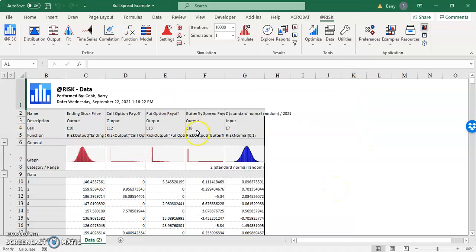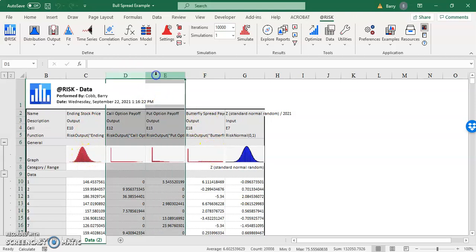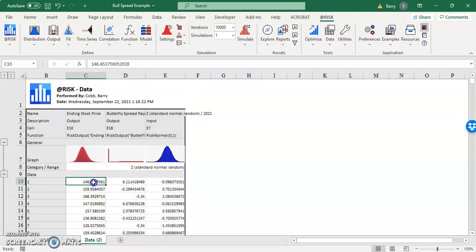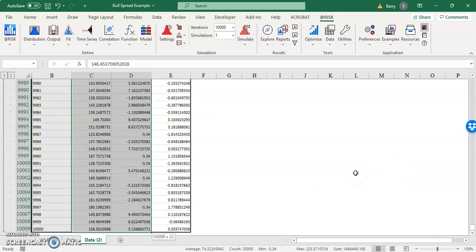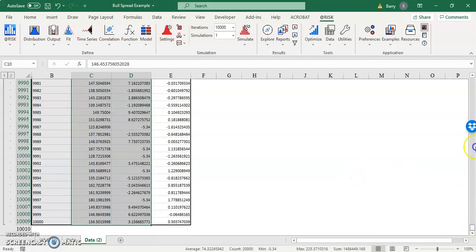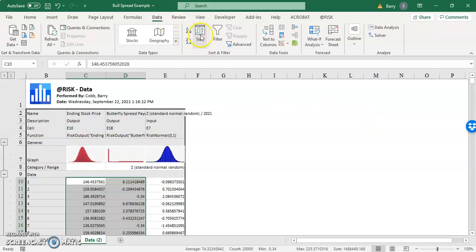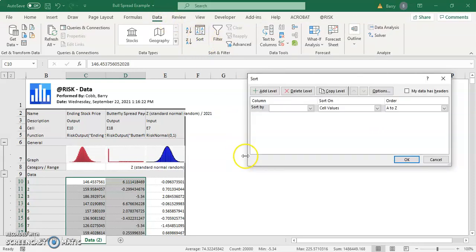So here's our data. We're really just going to deal with the ending stock price and butterfly spread. So I'll go ahead and delete these columns D and E. And then we're going to sort columns C and D according to the ending stock price. So I'll highlight a few rows and do Shift Control down to capture all the rows of data. And then we'll do Data, Sort, and we'll sort by column C because that's the ending stock price.